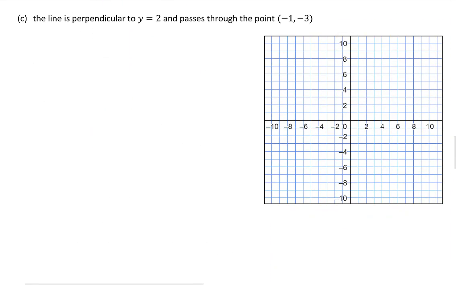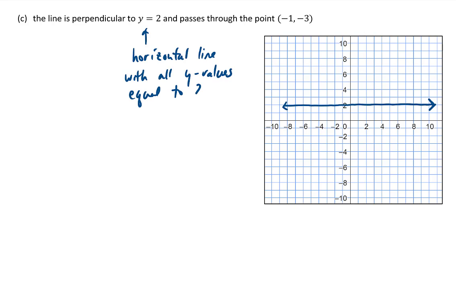All right, this one's a little bit trickier. A line that's perpendicular to y equals 2. Y equals 2 means that all the y values equal 2. So if all y values are equal to 2, we get a horizontal line. So we want a line that's perpendicular to y equals 2, but passes through the point (negative 1, negative 3).